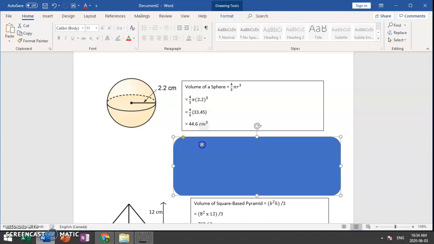Always do the exponent first. Always, always, always. All right? Or else your answer won't be right.